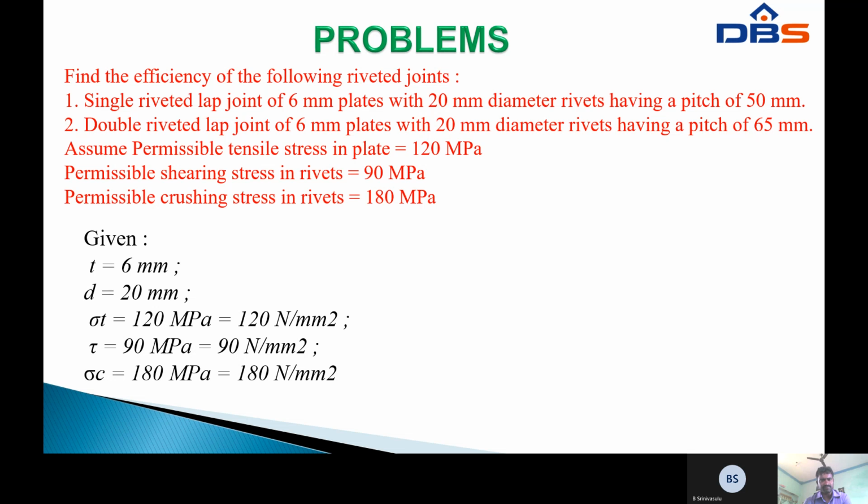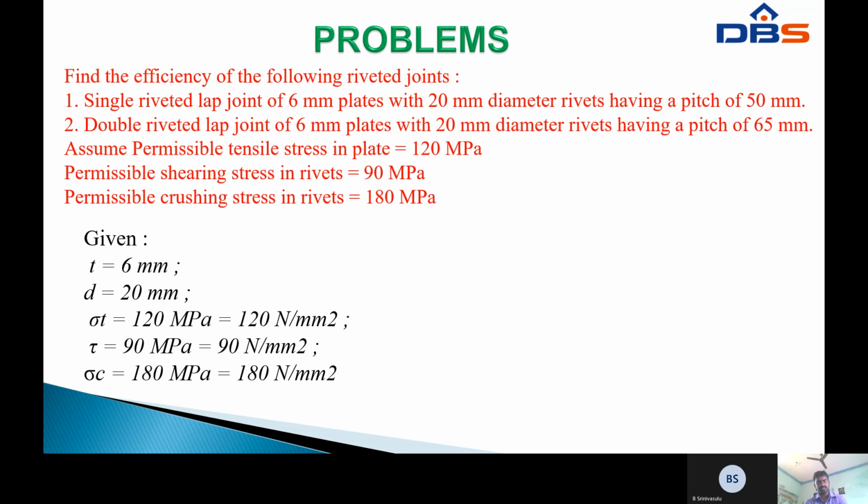Find the efficiency of the following riveted joints. A single riveted lap joint of 6 mm plates with 20 mm diameter rivets having a pitch of 50 mm. Next, a double riveted lap joint of 6 mm plates with 20 mm diameter rivets having a pitch of 65 mm. Assume the permissible tensile stress in the plate is 120 megapascal, the permissible shearing stress in rivets is 90 megapascal, and the permissible crushing stress in rivets is 180 megapascal.